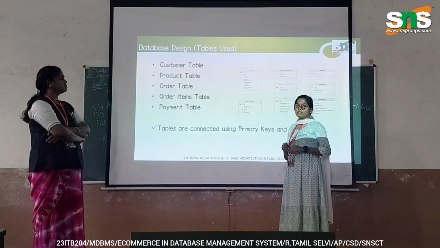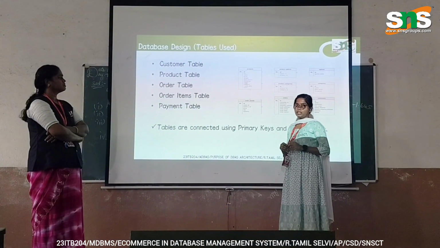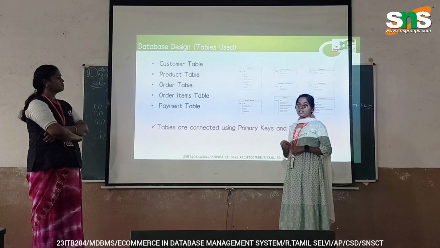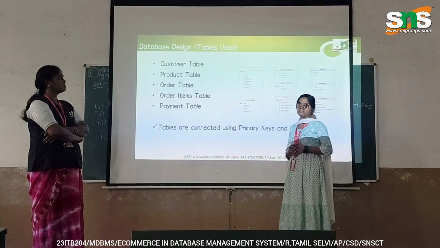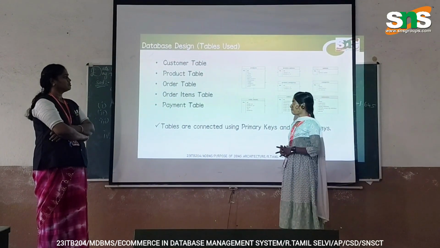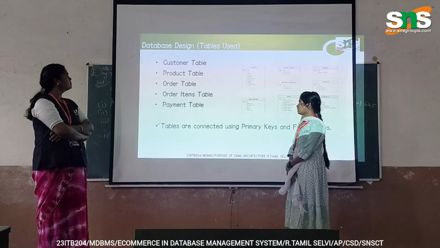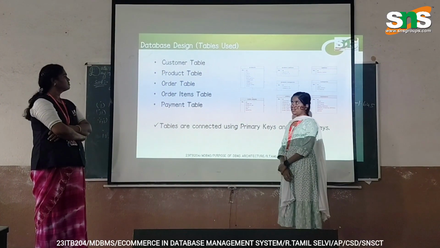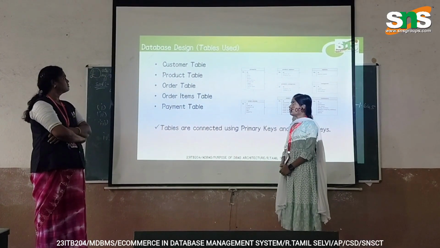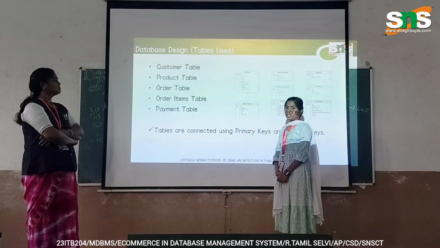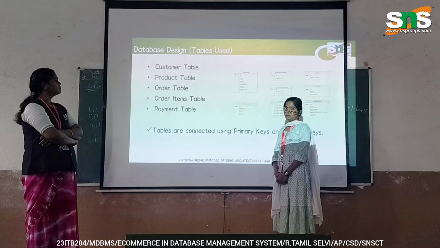What is a foreign key? A foreign key refers to the primary key in another table. It creates the relationship between tables and maintains data integrity. First, the product table. The product table stores product details like product ID. Product ID is the primary key. Name, price, stock, description.